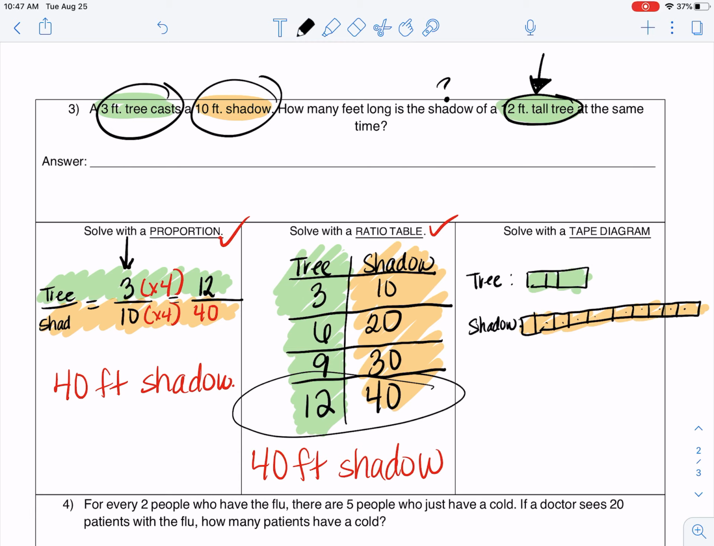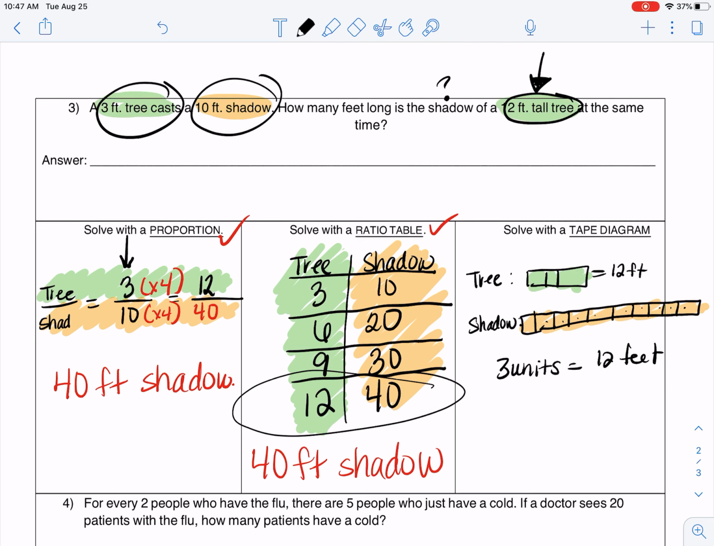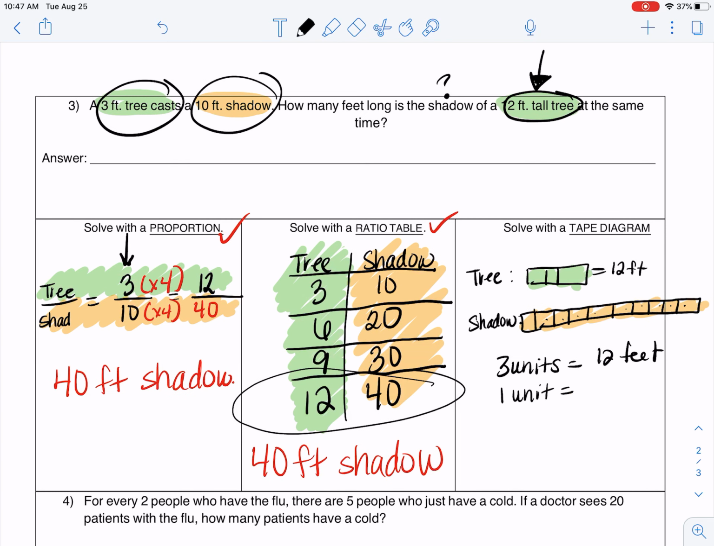Okay, the information was given to me that 12-foot goes with tree. So that means outside of my 3 units, I'm going to write 12 feet. So I know 3 units equals 12 feet. So if 3 units equals 12 feet, 1 unit equals, well, what's 12 divided by 3? Hint, hint, the number that I had on my proportion right here. So it's 4 feet. So that means every single one of these units is 4, 4, 4, 4, 4, 4, 4, 4, 4.